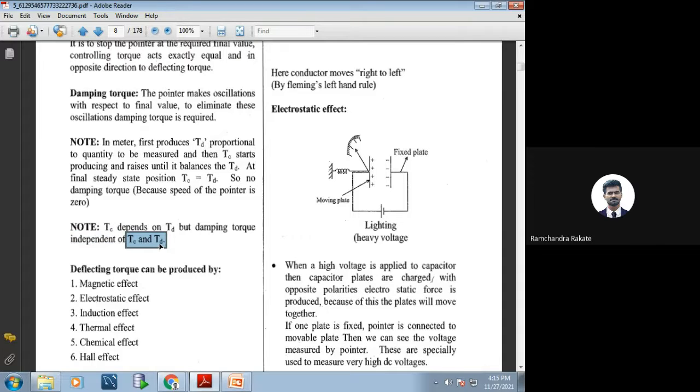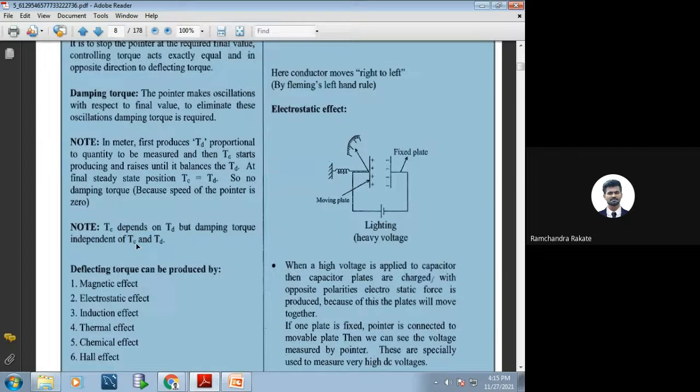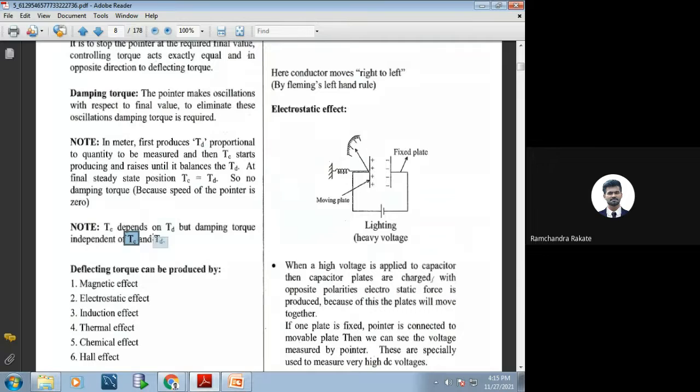Last one. Who is higher? Higher is the deflecting torque, and these two are just mechanisms which are provided for a particular application, a particular purpose. Clear? So now we have just discussed what is the role of TC and what is the role of TD. Correct? Yes.